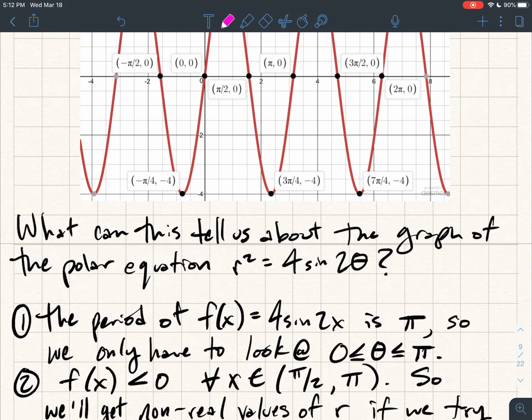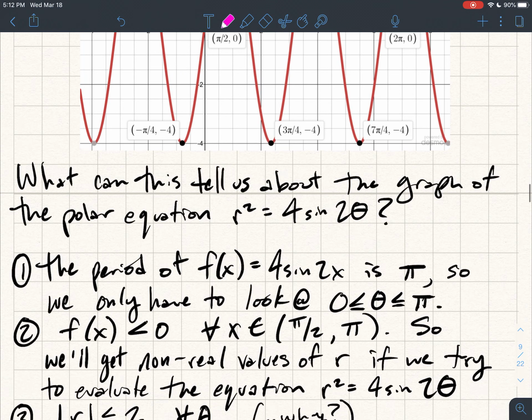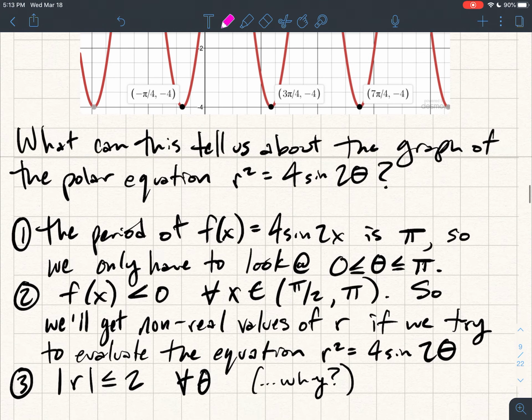Well, the period of f is pi. So we only have to look at theta from 0 to pi. f of x is less than 0 for all x in the interval pi over 2 to pi, so we'll get non-real values of r if we try to evaluate the equation r squared equals 4 sine 2 theta. And the absolute value of r is less than or equal to 2 for all thetas. Why? Think about that for a minute.